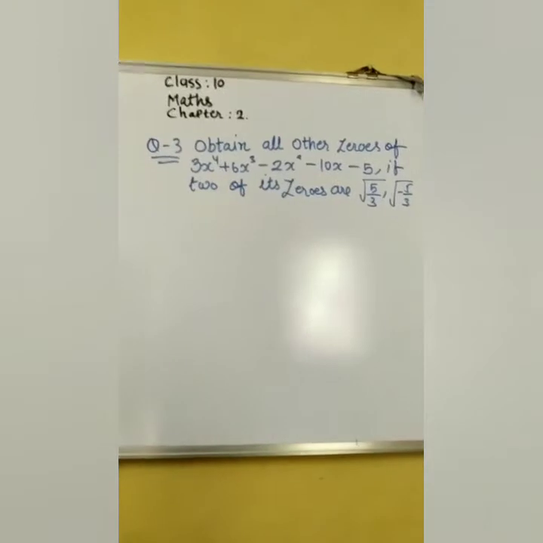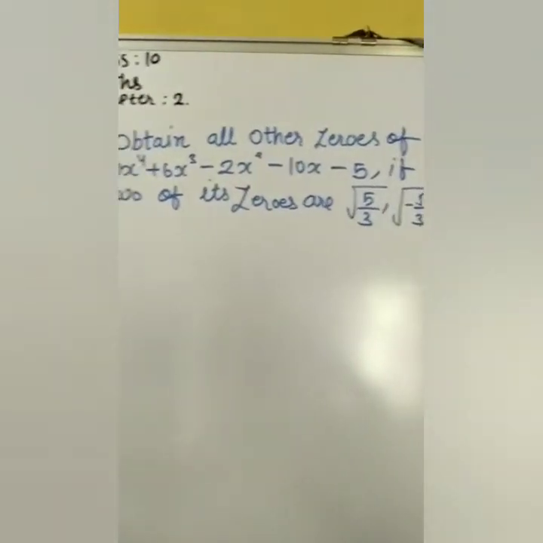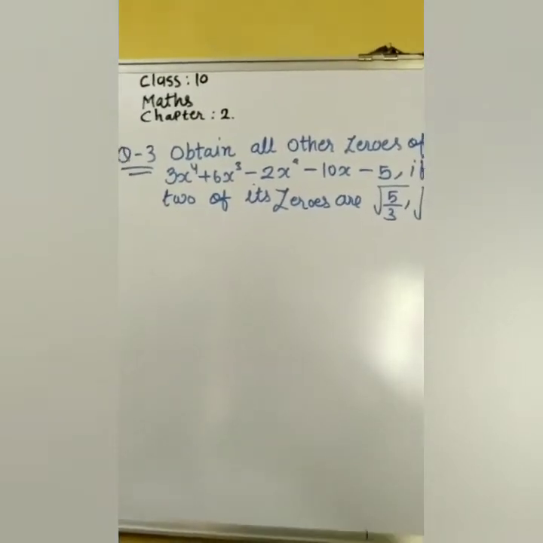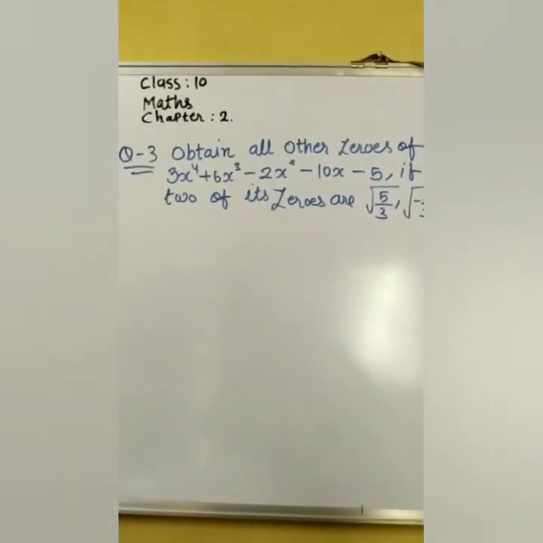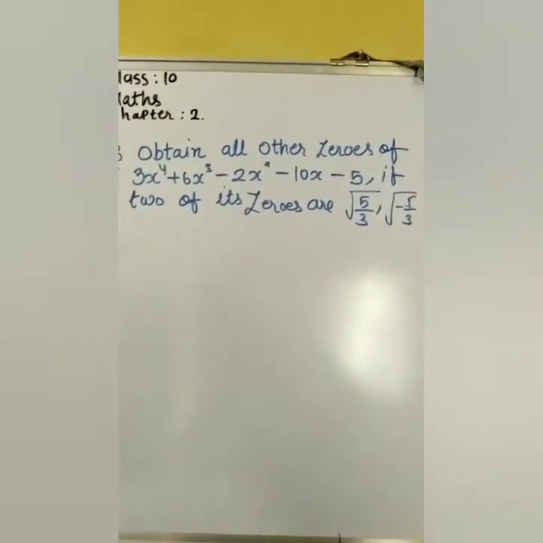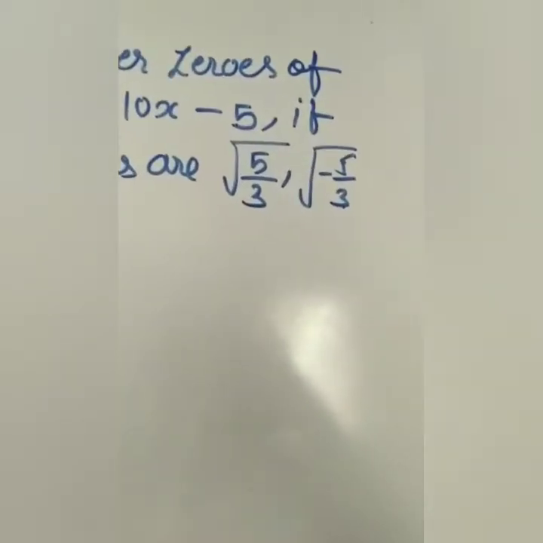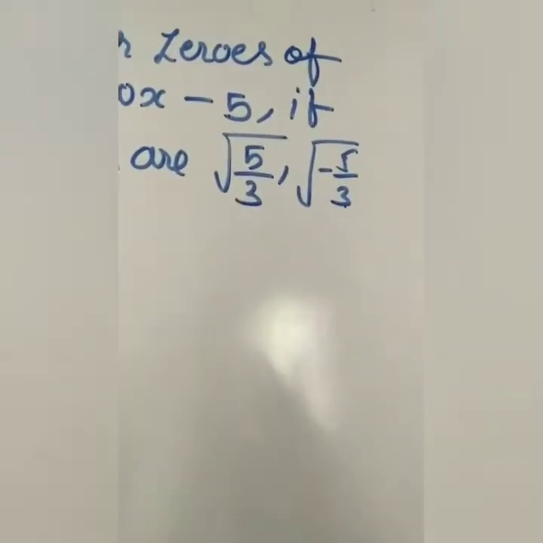Hello everyone, here is question 3. Obtain all other zeros of the given polynomial. The polynomial is 3x^4 + 6x^3 - 2x^2 - 10x - 5, if two of its zeros are √(5/3) and -√(5/3).